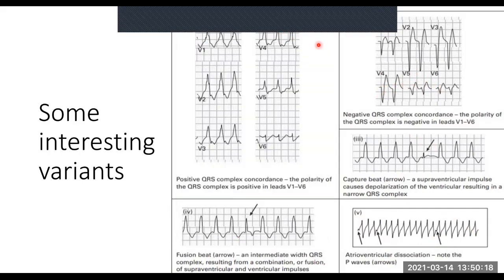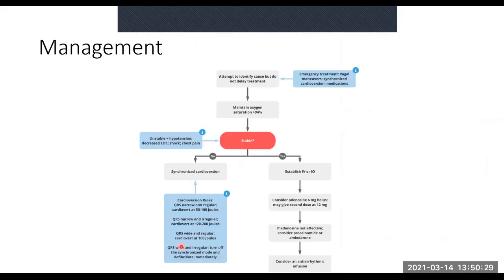So the most common question people ask is, what do I do? And this is the answer that we've given. You need to follow this algorithm here, the one that we've talked about. This is what we need to do. My advice is that if you get a VT and they are hypotensive, you immediately go to this.